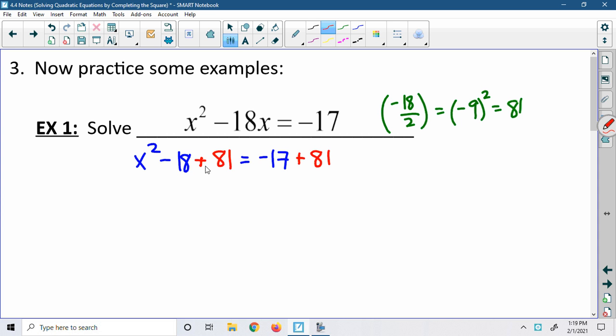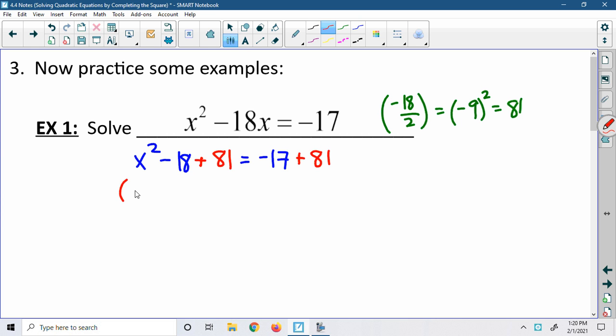Now, why do we do that? Why do we add the mystery number to both sides? Well, what it does is it takes this left side, and even if you couldn't factor it before, it should now be factorable for you. That's the whole point of this completing the square thing, is it takes something that maybe couldn't be factored, and it will allow you to factor it.